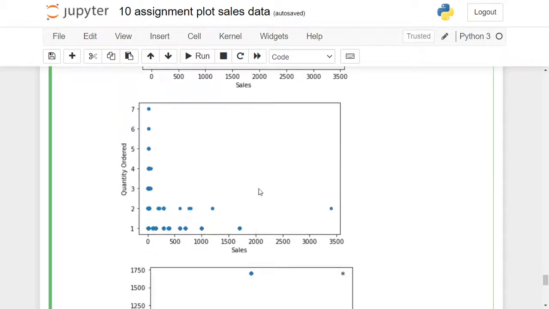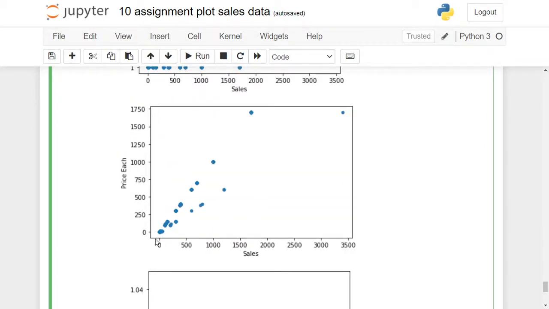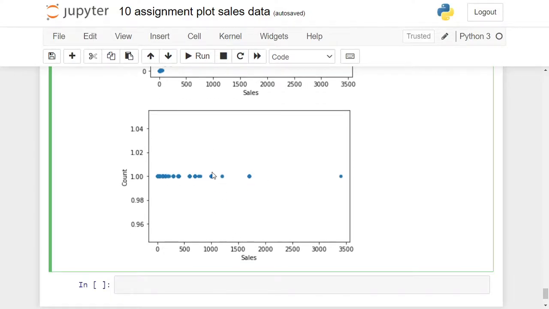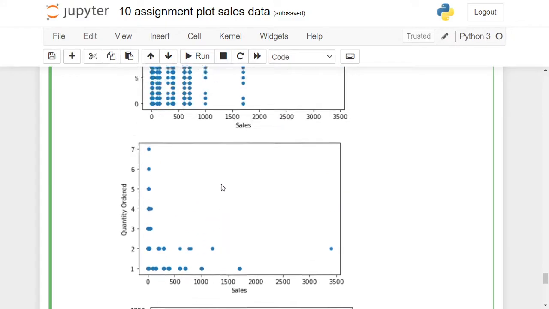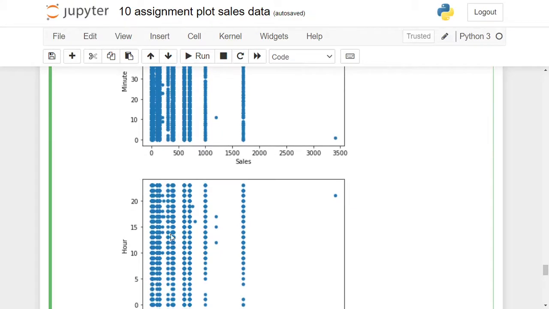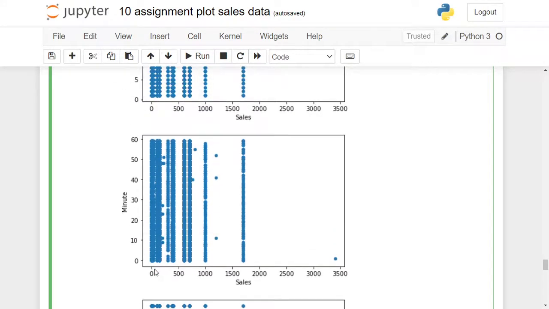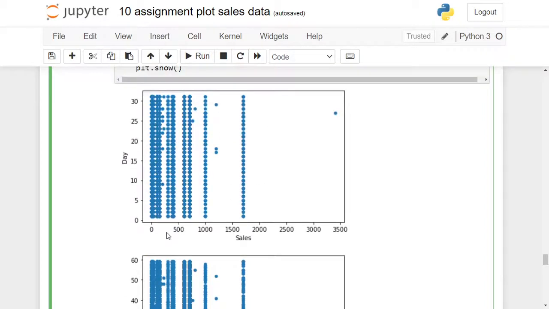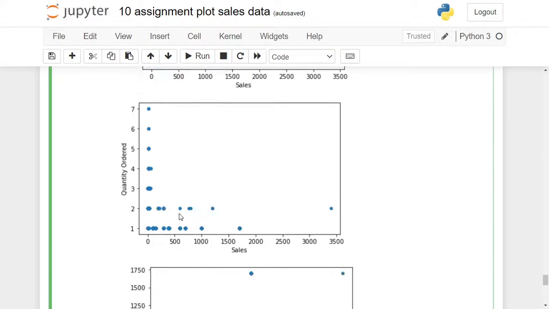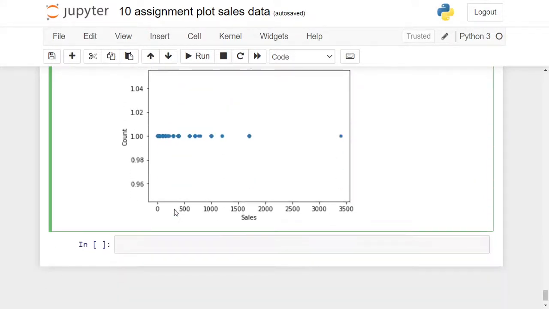You can print all of the values, and then you notice that the sales is kind of linearly correlated with the price each. You see, which makes sense, right? And the quantity is also related. So in this way, you can directly see how much and how they are correlated. And then sales with minutes, sales with the days. So that's how the data is supposed to be plotted. So that's the end of the solution.